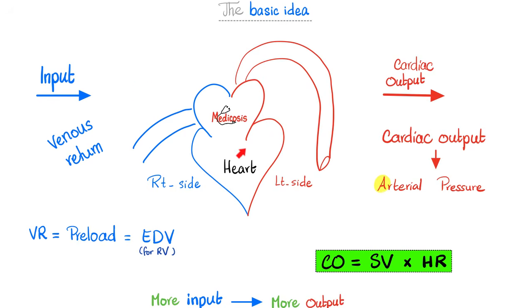The input is venous, the output is arterial. The cardiac output affects my arterial blood pressure because blood pressure equals cardiac output times TPR. The input is venous, right?